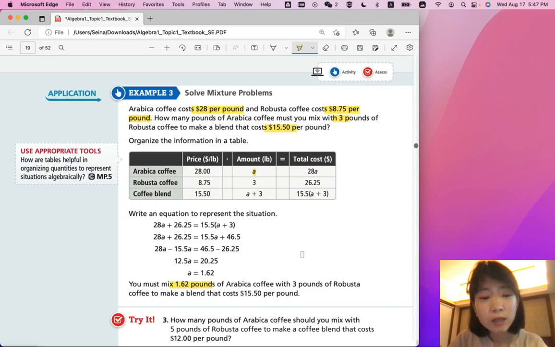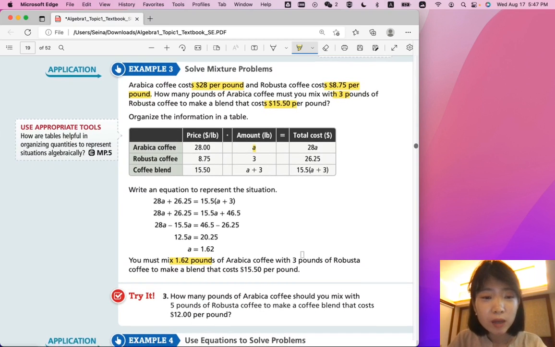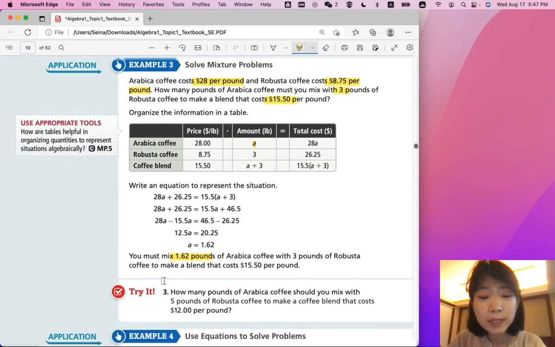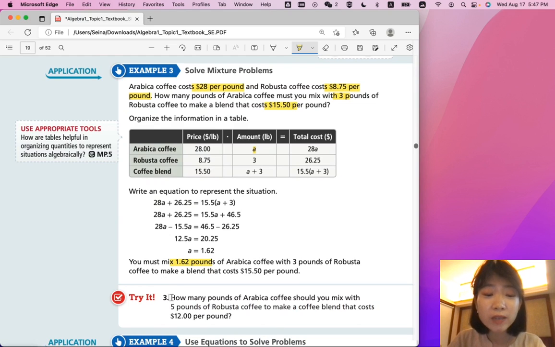Now it's your turn. It's going to be the same question, just different numbers. So let's try number 3. How many pounds of Arabica coffee should you mix with 5 pounds of Robusta coffee instead of 3 to make a coffee blend that costs $12 per pound instead of 15.5? So change those numbers and set up the appropriate equation and solve for it. So if you can do it by yourself, come back when you're ready for answers.